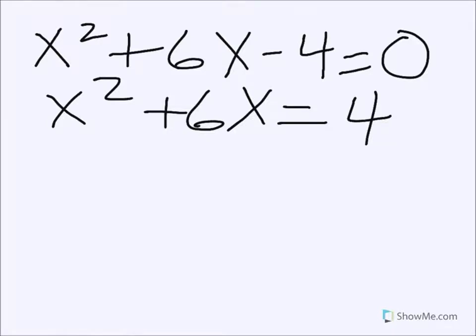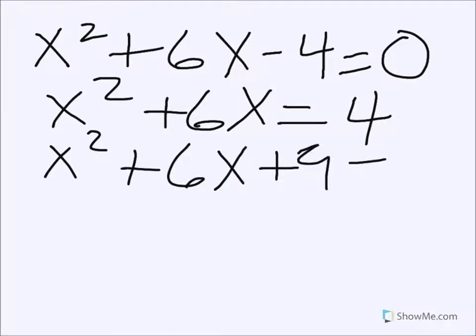Then, to figure out what number needs to go after the 6x on the left side of the equation, we're going to divide 6 in half. So 6 divided by 2 is 3. And then square it. 3 squared is 9. So then we're going to add 9 to both sides. So x squared plus 6x plus 9 equals 4 plus 9.